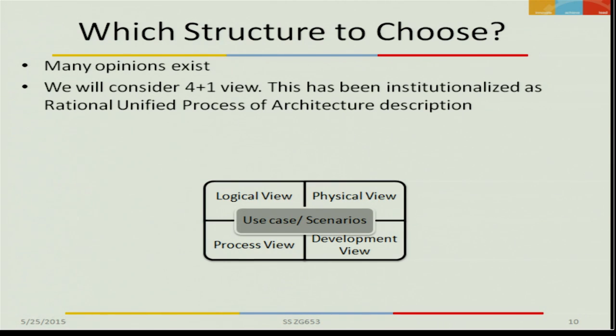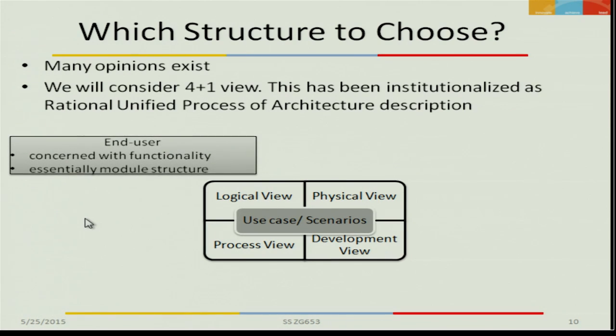So which structure to choose and what views to choose? Let us focus on 4+1 views. This has been institutionalized as RUP of architecture description. So 4+1 view essentially describes that there are 4 views: logical view, physical view, process view, and the development view. Let us look at what these views do. The logical view is meant for the end users who are concerned with the functionality, and logical view is essentially linked to our module structure that we have learned.